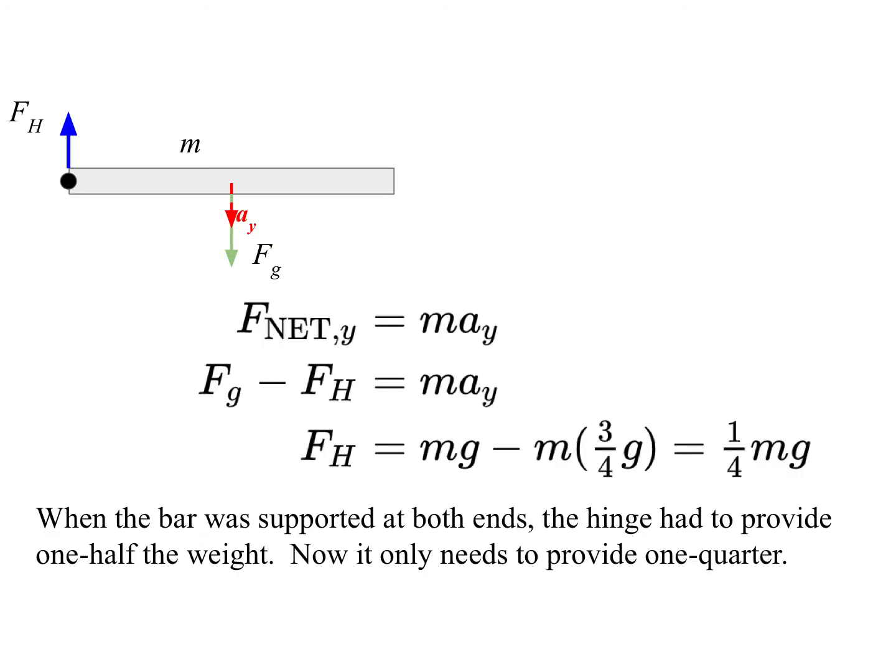So here's our free body diagram with the acceleration and center of mass indicated here. It's not a force, that's why it's a little dashed thing. So we have F net y equals m a_y, or F_G minus F_H equals m a_y. F_H is mg minus m times 3/4 g. F_H ends up being 1/4 mg. Remember, when the bar was supported at both ends, the hinge had to provide 1/2 of the weight, but now it only needs to provide 1/4 of the weight because it's okay that the center falls a little bit.